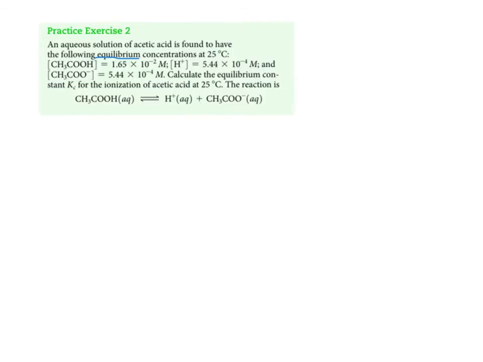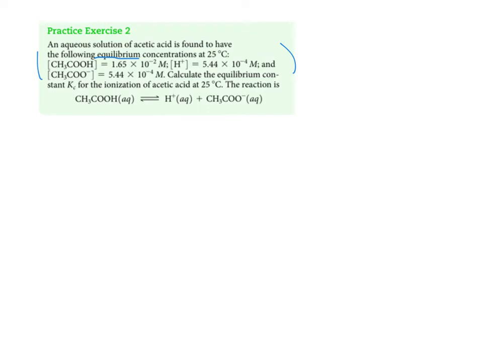Okay, we will now work another problem. You can work this and then check your work, or you can follow along with me. So an aqueous solution of acetic acid is found to have the following equilibrium concentrations at 25 degrees Celsius. So this means it is at equilibrium. Here are our concentrations. Calculate the equilibrium constant Kc for the ionization of acetic acid at 25 degrees Celsius. And this is the reaction for the ionization of acetic acid. And by ionization, they mean it splits into ions. We'll talk about this in our next unit.